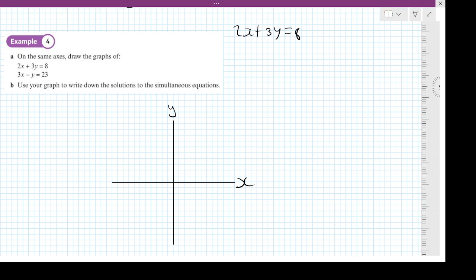Firstly, I'm going to choose y equals 0, a simple example, because then the 3y term goes away. So 2x equals 8, therefore x is 4. That's one point, which I can write as (4, 0). Another point.